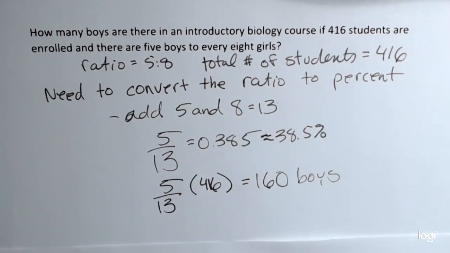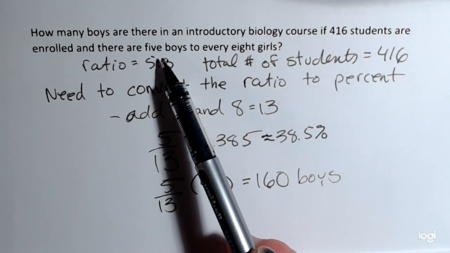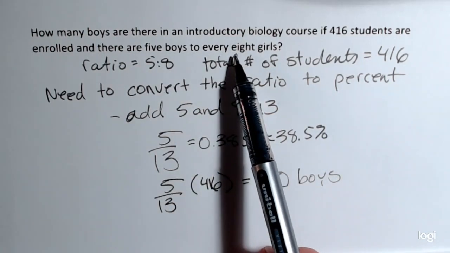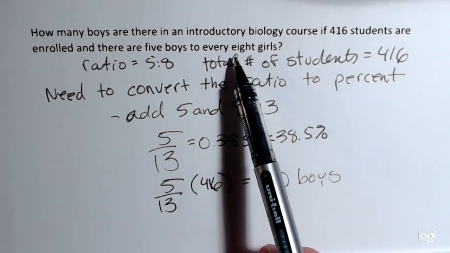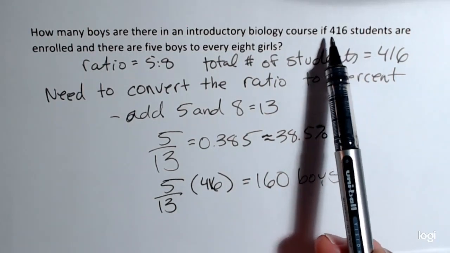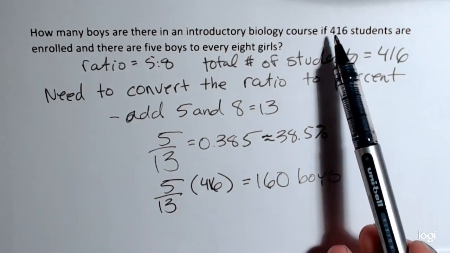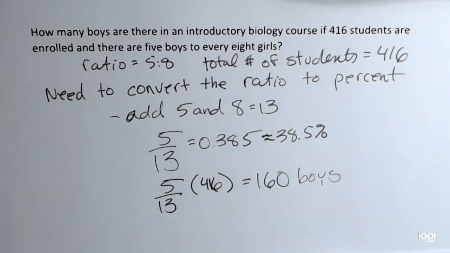Now a little bit of a gut check. Because we're given that there are 5 boys to every 8 girls, there's more girls than boys. Okay, so certainly less than half. So looking at the number of students, I expected my answer to be less than half of 416. I just want to make sure my answer makes sense and is consistent with what I expected to be an answer for this problem.